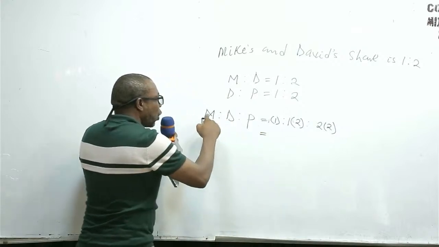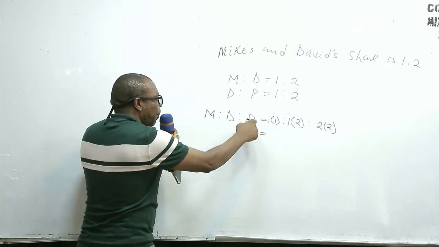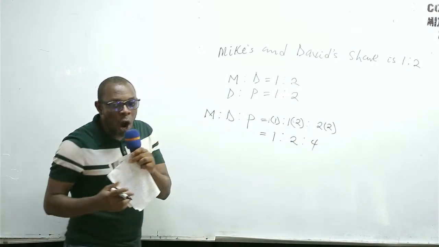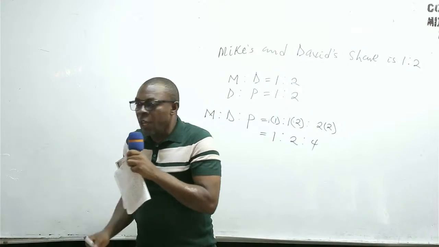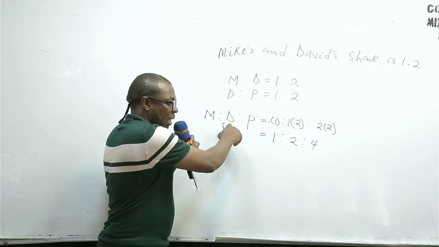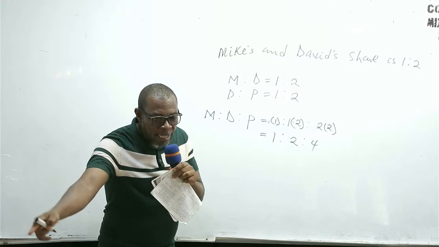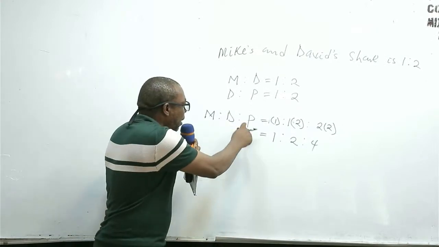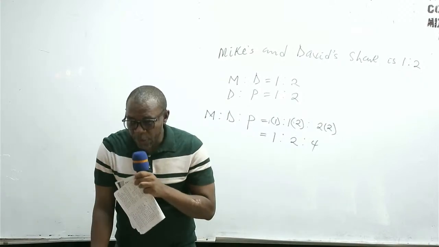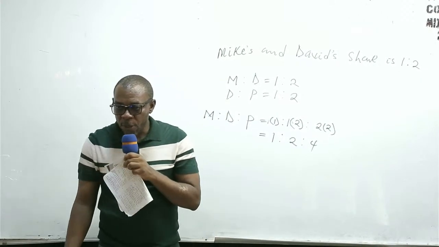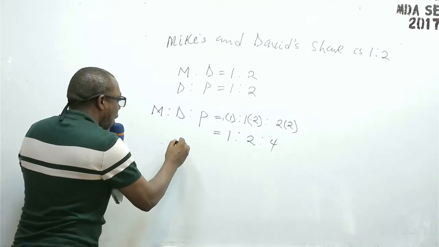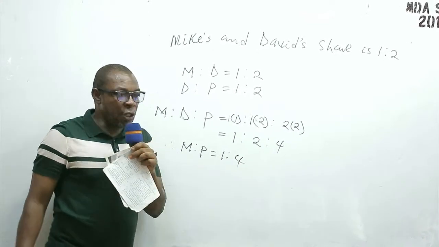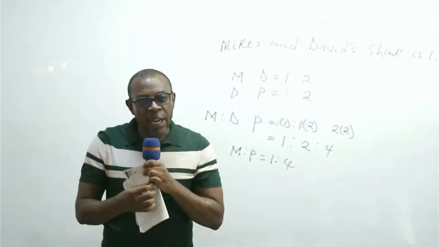So what is the ratio of Mike to David to Peter? 1:2:4. So if you remove David, what will be the ratio? Then you have 1:4. So if I am looking for Mike is to Peter, it is 1 to 4. Is there a problem? I go down to the next question.